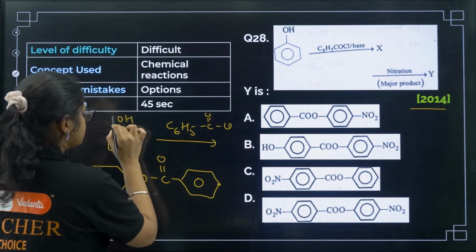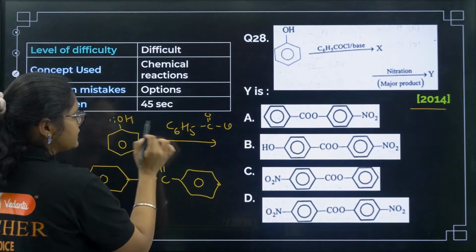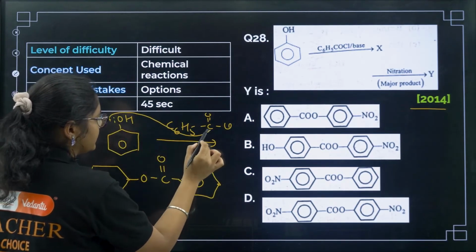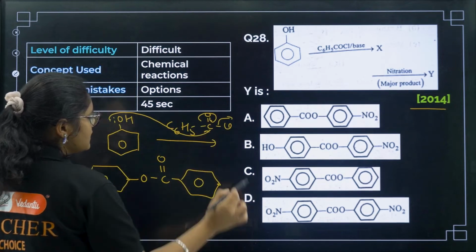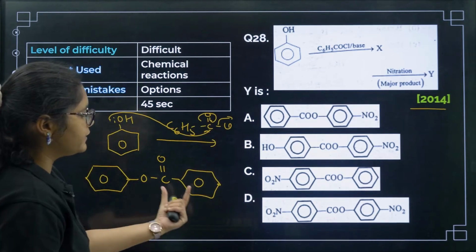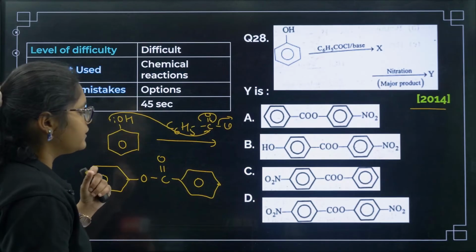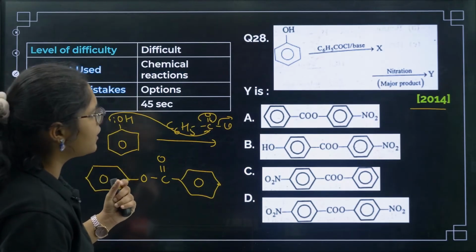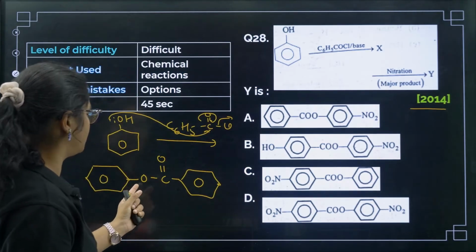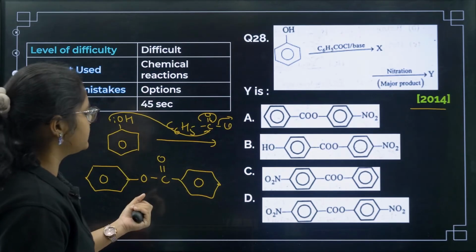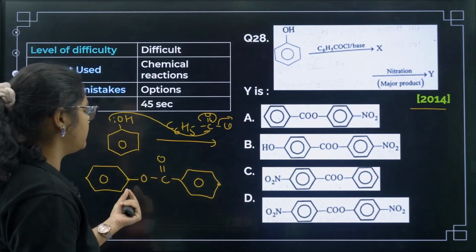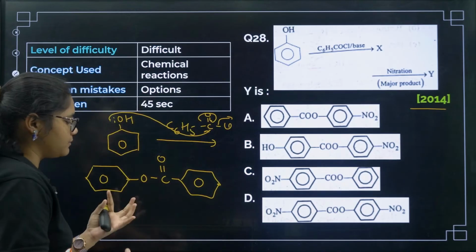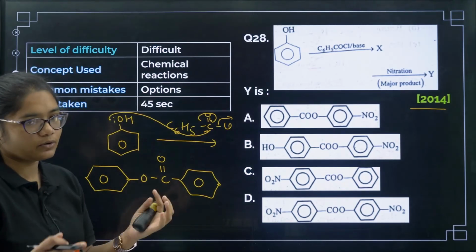So how is this reaction happening? C6H5COCl, right? So this is an electron donating, electron rich center. This is an electron deficient center. It attacks here, this bond comes and this carbon goes. So we'll get this two-ring compound first. Now we are doing nitration, right? Nitration means one of the rings will undergo nitration.